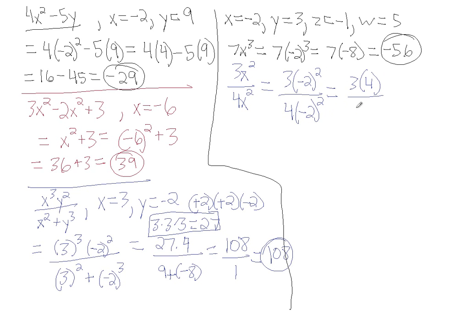In the denominator, we're going to do the same thing. 4 times -2 squared, which we saw up here, is 4. 3 times 4 is 12. 4 times 4 is 16. And let's be sure that we leave our rational number in lowest terms. 12 over 16 is 3/4.